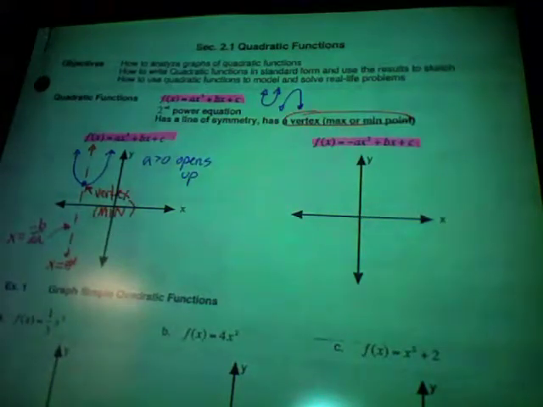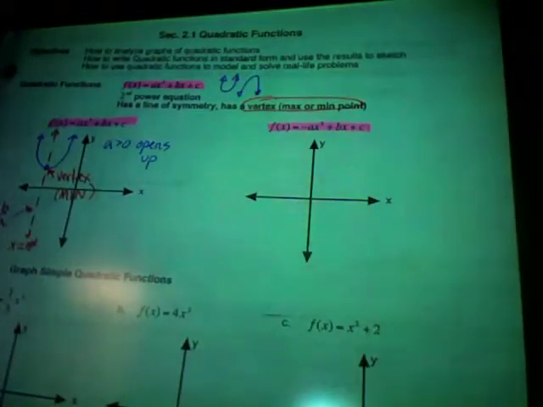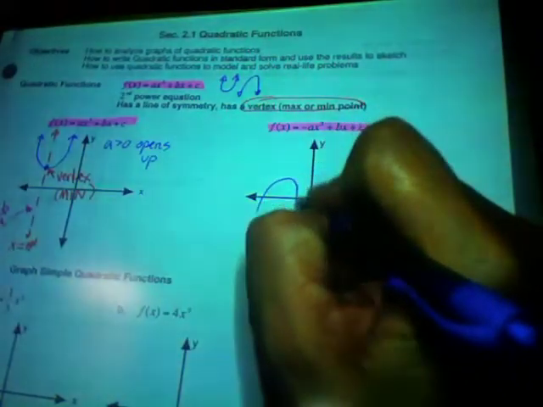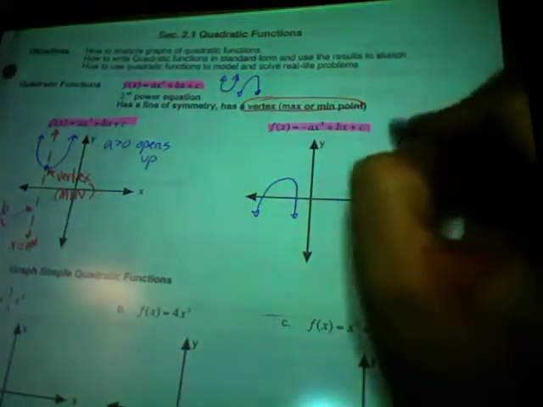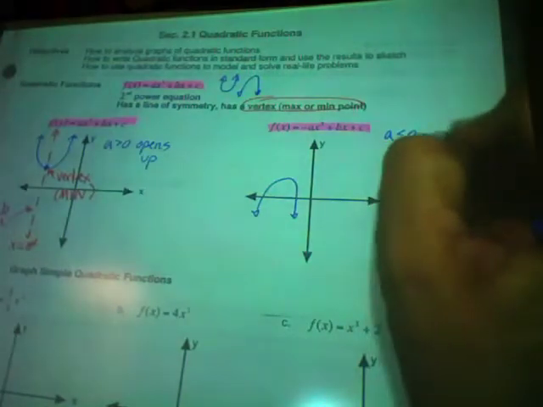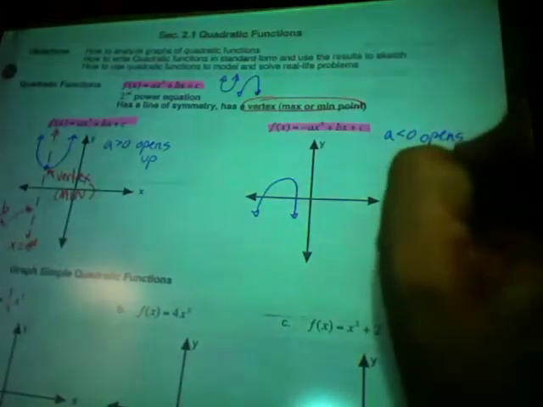Good question. All right, so let's look at this one. What happens when A is negative? You might have an example like, let's just take the same exact one here. But you're right, it's going to open down. So when A is less than 0, it opens down.